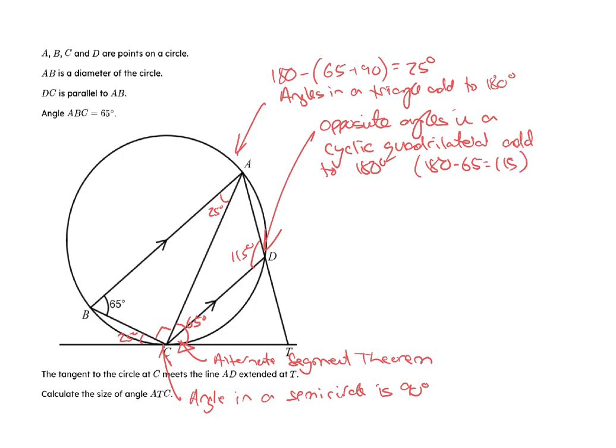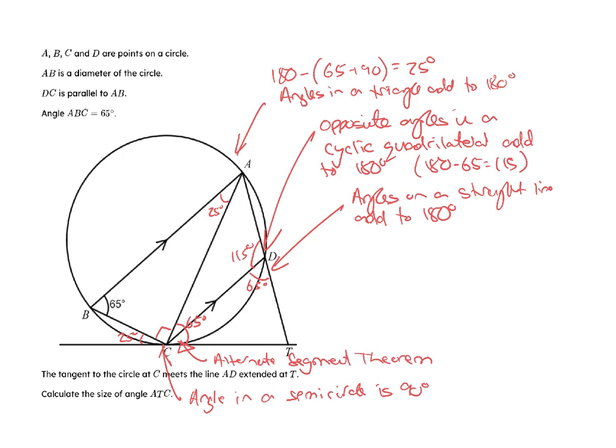Okay, so that might come in useful as well. What else do I have? Well, if I know that one is 115, then I know this angle here. Angles on a straight line. So that's just going to be 65 degrees. So I have angles on a straight line add to 180 degrees.